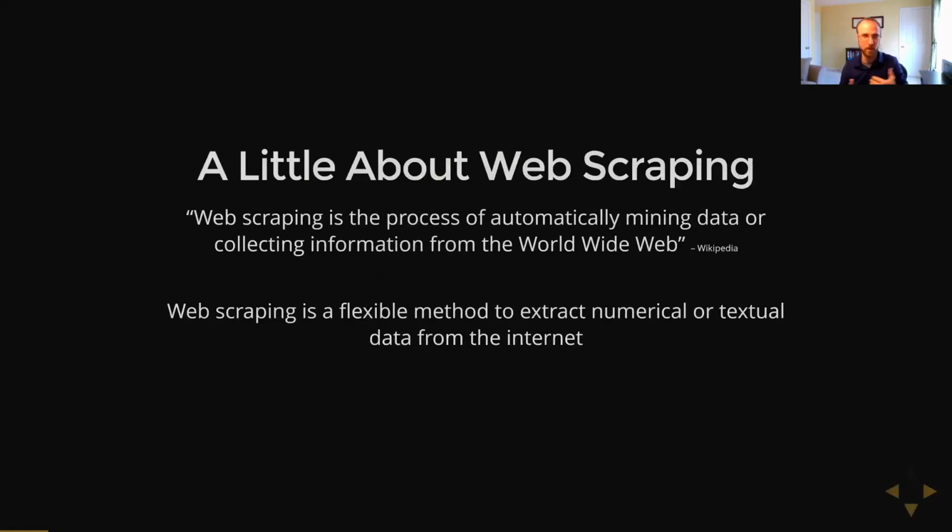So our good old friend Wikipedia, what is it? Well, web scraping is the process of automatically finding data or collecting information from the World Wide Web. Pretty generic description, but it really is a flexible methodology, and it allows you to extract either numerical or textual data from the internet.